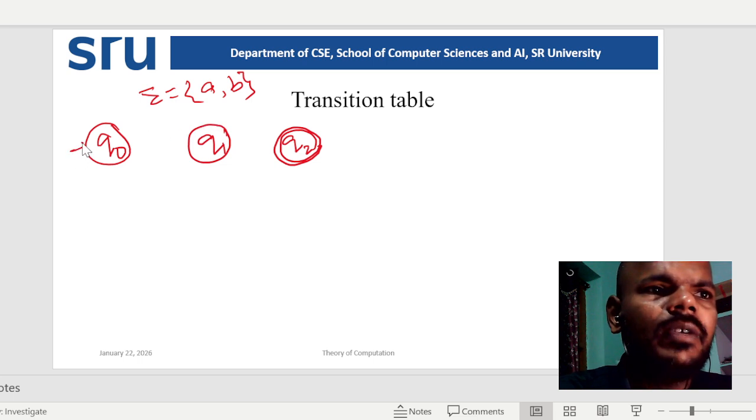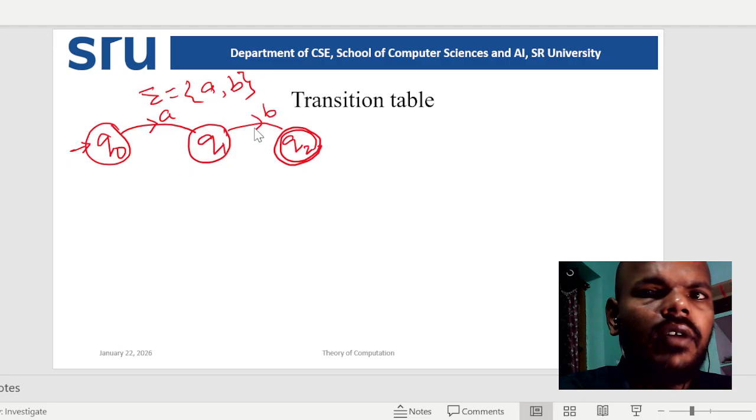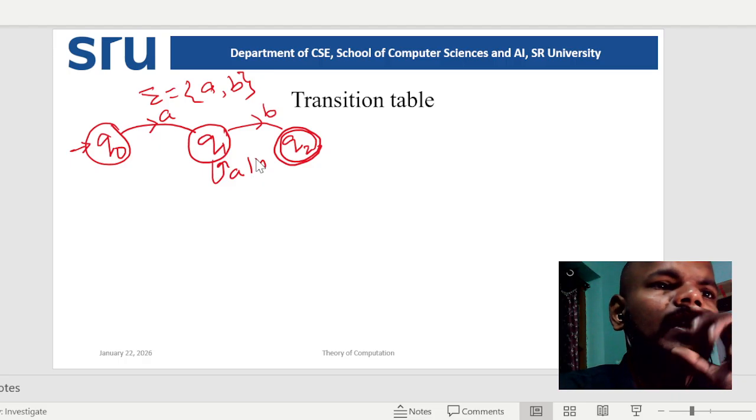So q0 is the starting state. The transition from q0 to q1 is on input symbol a. From q1 to q2 the input symbol is b. Now q1 also has a transition on a, b. Now I want to construct the transition table for this finite automaton.